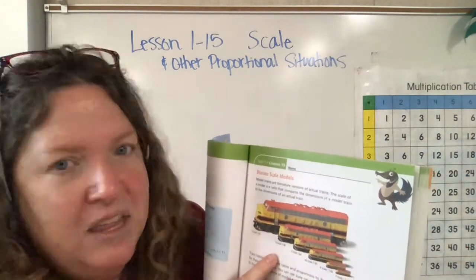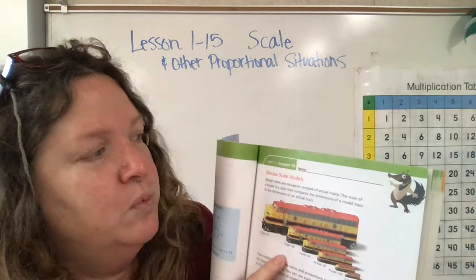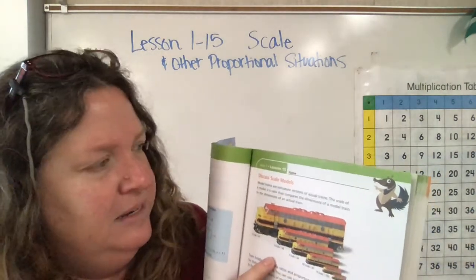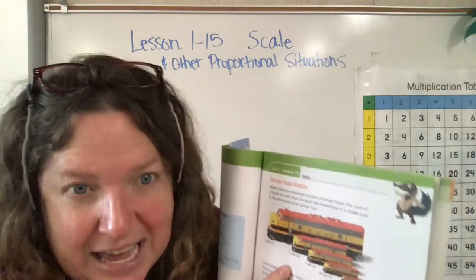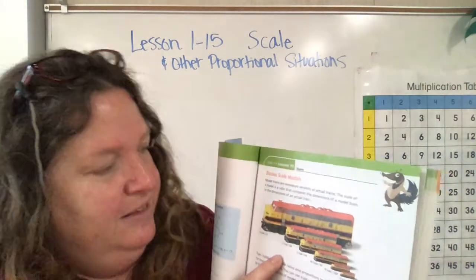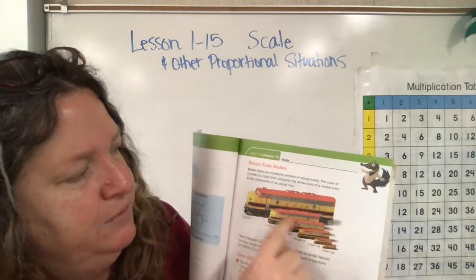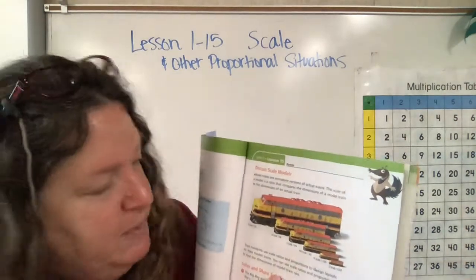The scale of the model is a ratio that compares the dimensions of the model train to the dimensions of the actual train that they're making. Now take a look at these trains. These are all the same type of train. They look exactly the same. They're just bigger or smaller.